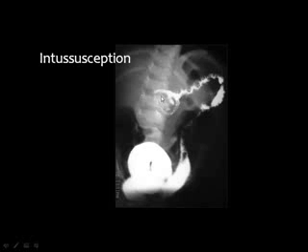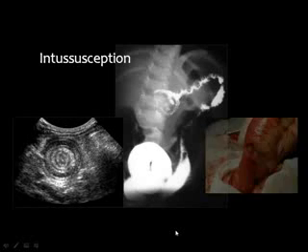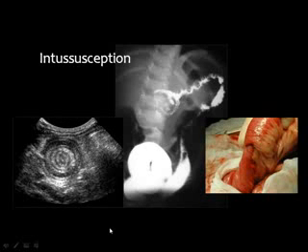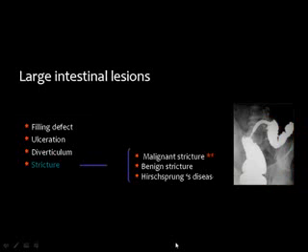Then you can see a filling defect, but this is an easy diagnosis whenever you know that this is a child, and intussusception may also be seen in adults, and it can be beautifully demonstrated by ultrasound and CT, whenever you can see this whirly configuration of a loop inside another loop. And this is the gross specimen, or the operative appearance, of the intussusception.